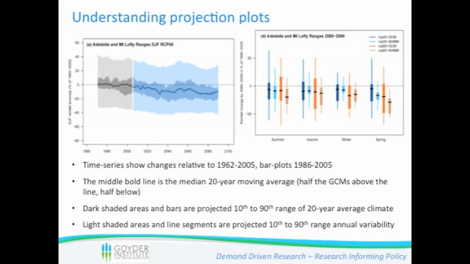We're showing two sorts of information. We're showing 20-year moving average variability, so basically a measure of climatology, and we're also showing interannual variability. The darker colour in the time series plots is the range of 20-year averages, and these are averaged across all stations in that region. Likewise, the solid bars are the range for the 20-year climatology, and the lighter range is for all the individual years in a simulation, and likewise the thin lines are all the years.